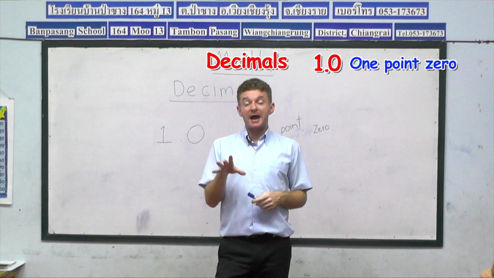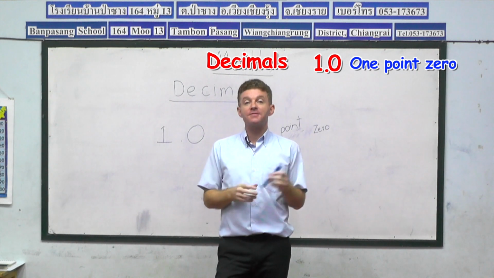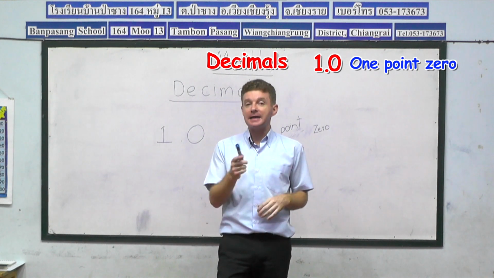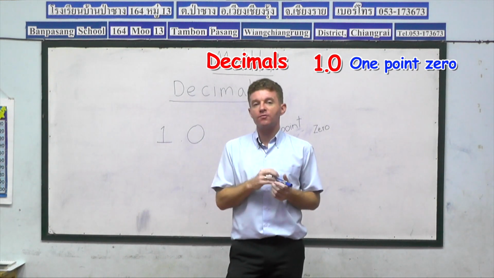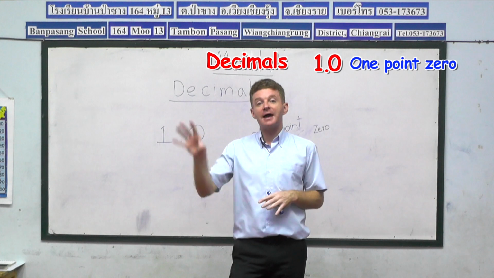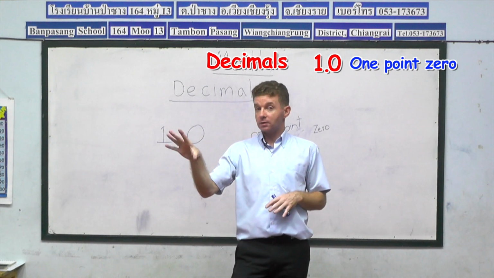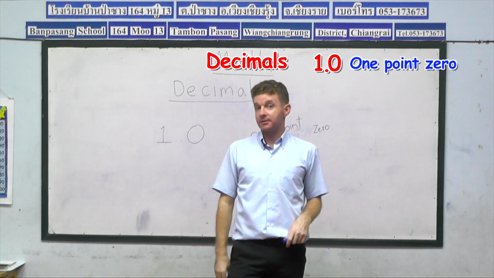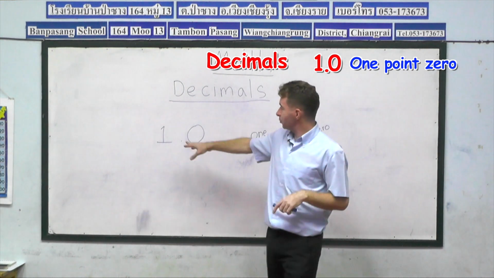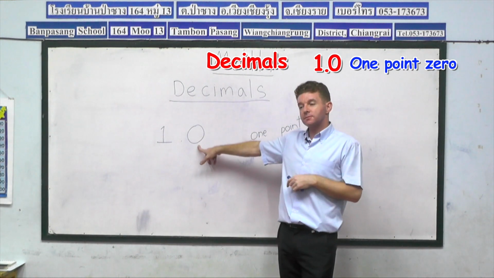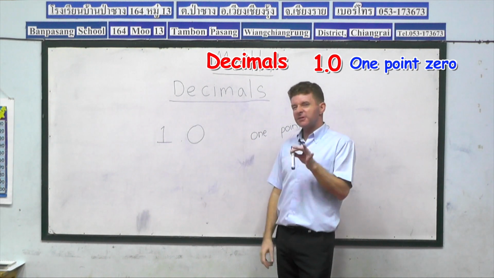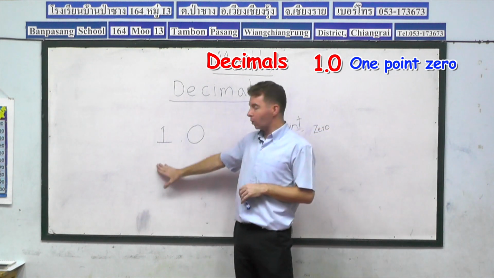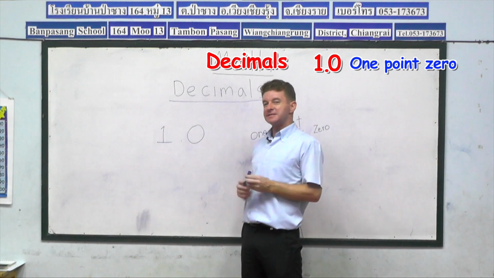So that was a recap of the previous lesson when we learned how to read, write, and name decimals. What we're going to do today is move on to decimals that have a combination of a whole and also a decimal after. So for example, guys, what do we have here? What's our decimal? 1.0. So this isn't a mixed decimal. We have the whole, but the decimal is zero.